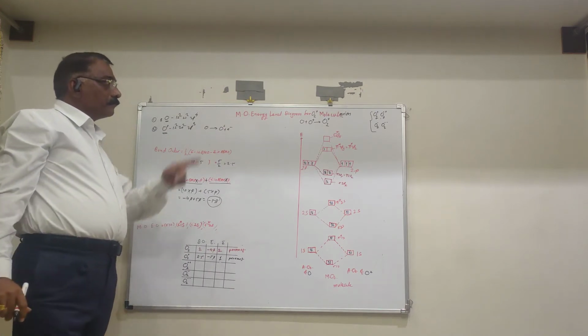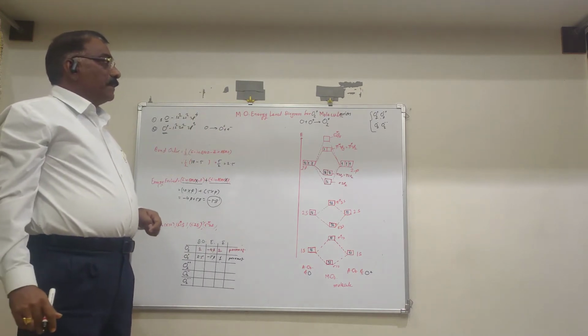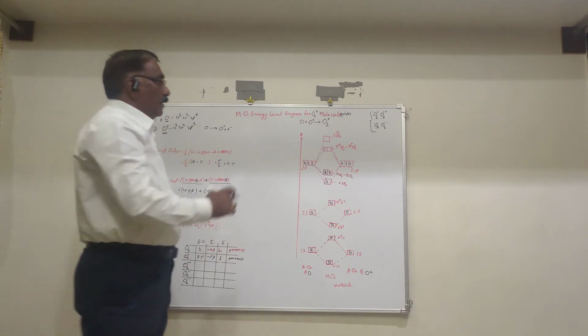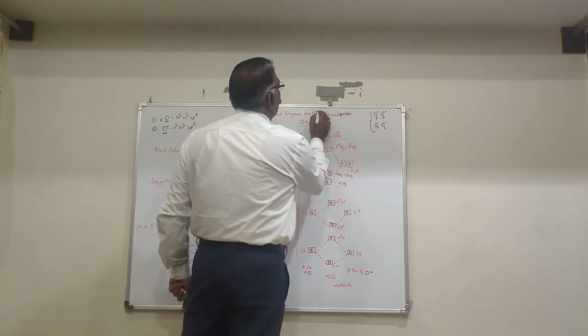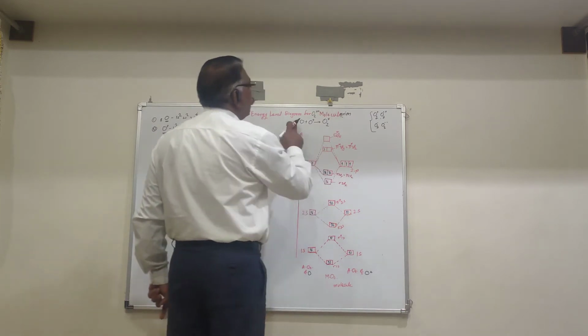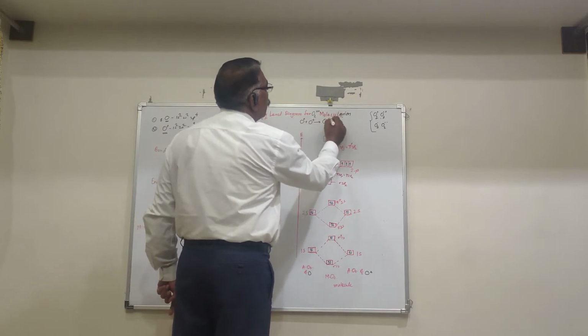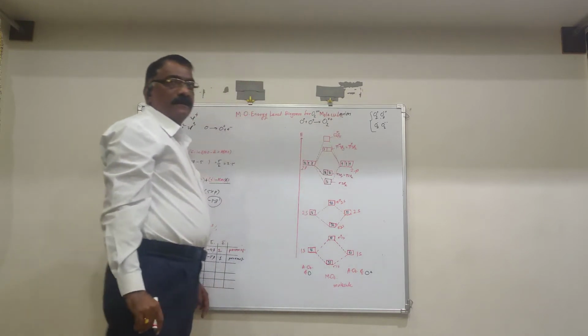Then second is O2 plus plus. How will O2 plus plus be formed? Here we are going to see O2 plus plus. O2 plus plus means oxygen plus ion combined with another oxygen plus ion, and there is the formation of O2 plus plus.